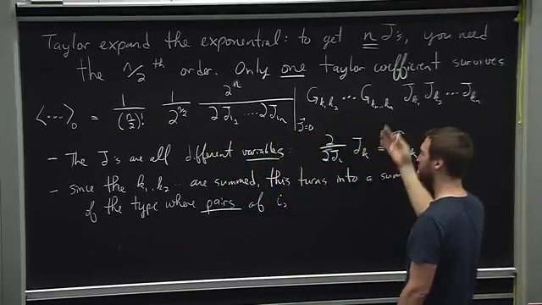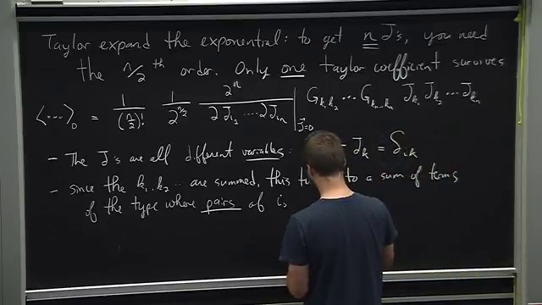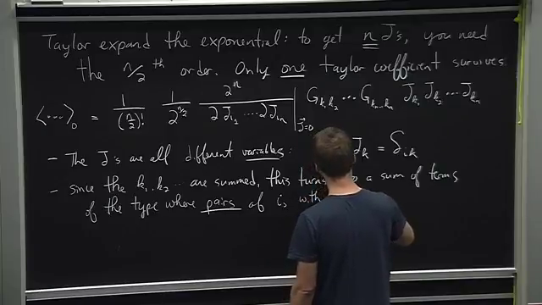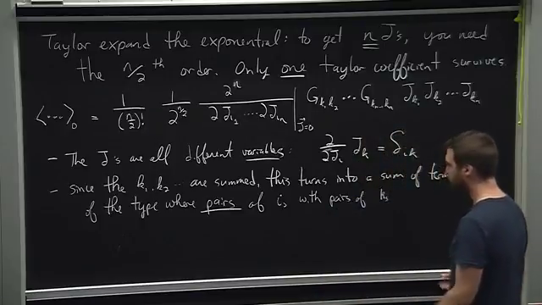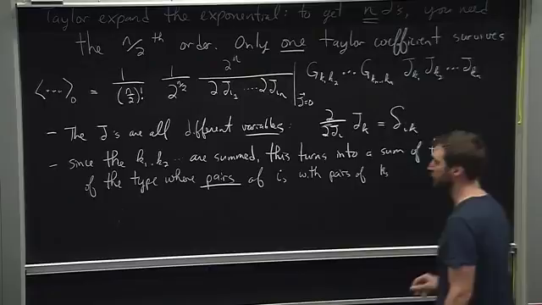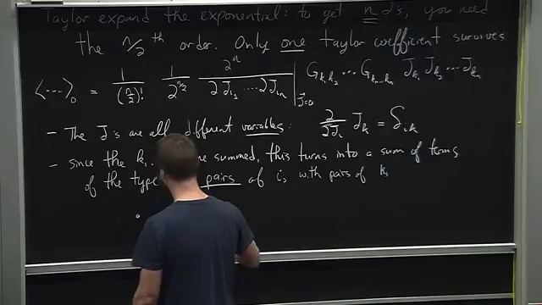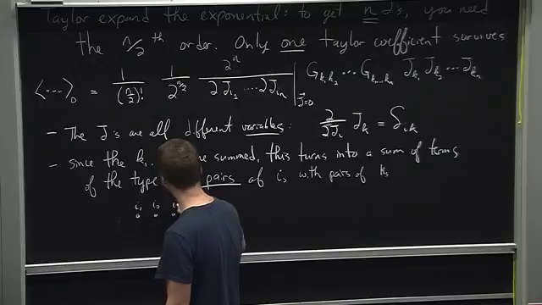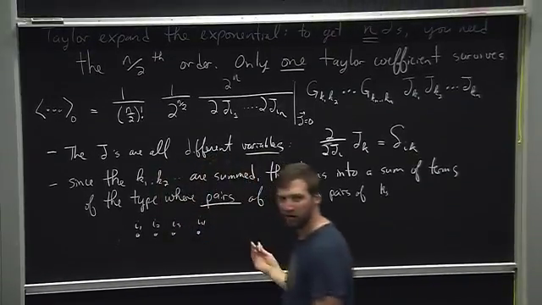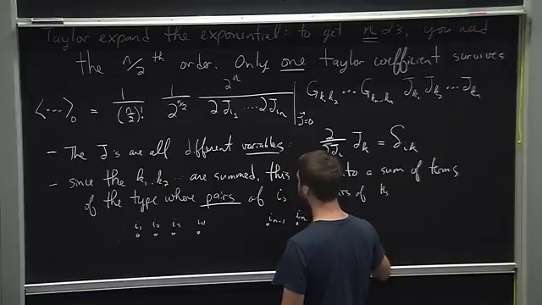These k's occur in pairs. So that sum turns into a sum where you're matching pairs of the i's with pairs of the k's. So you have all these i's, I1, I2, I3, I4, all the way up to IN minus 1, IN.